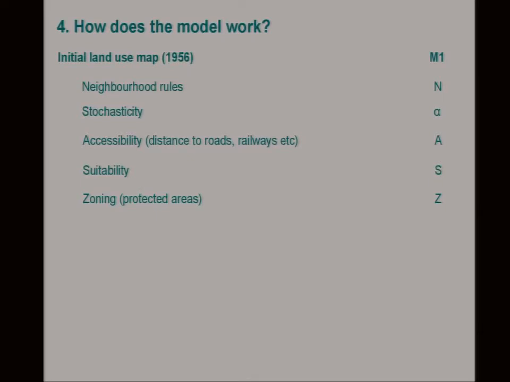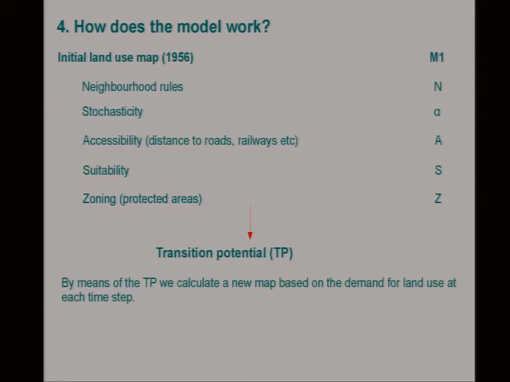You don't get cereal crops on mountain tops. Urban areas, you don't build houses on cliff faces generally. And then you have your zoning, which could be your management, your land planning, so protected areas. And you calculate transition potential. And this transition potential is what allows you to calculate your new map at your next time step.